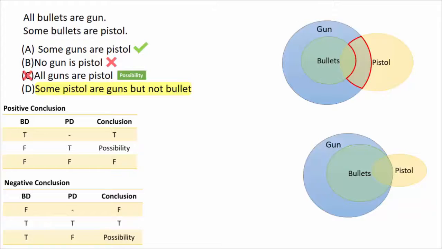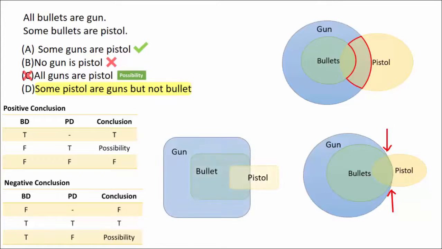In case you are thinking about these corners, then imagine this diagram like this. It is not mandatory that we have to take circles always. Even this will work. Just keep in mind that the given premises are not violated. And here all bullets are gun and some bullets are pistol, both statements are valid.